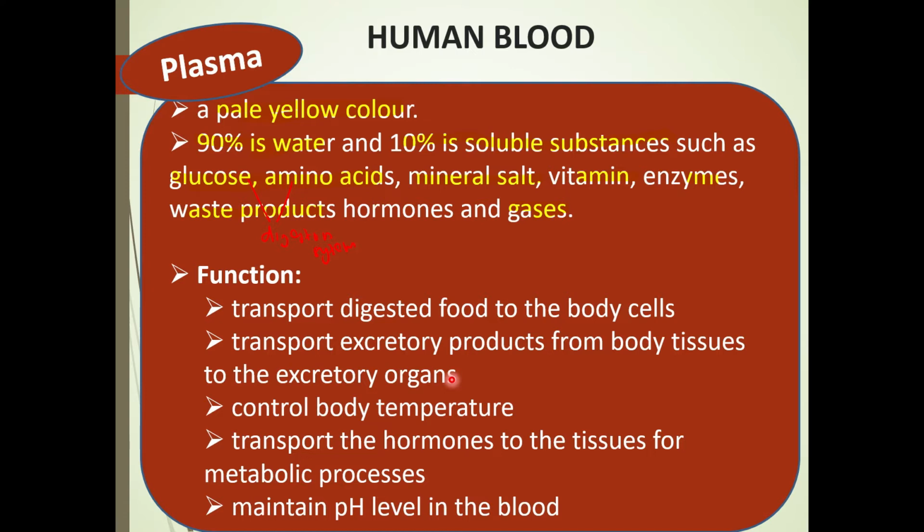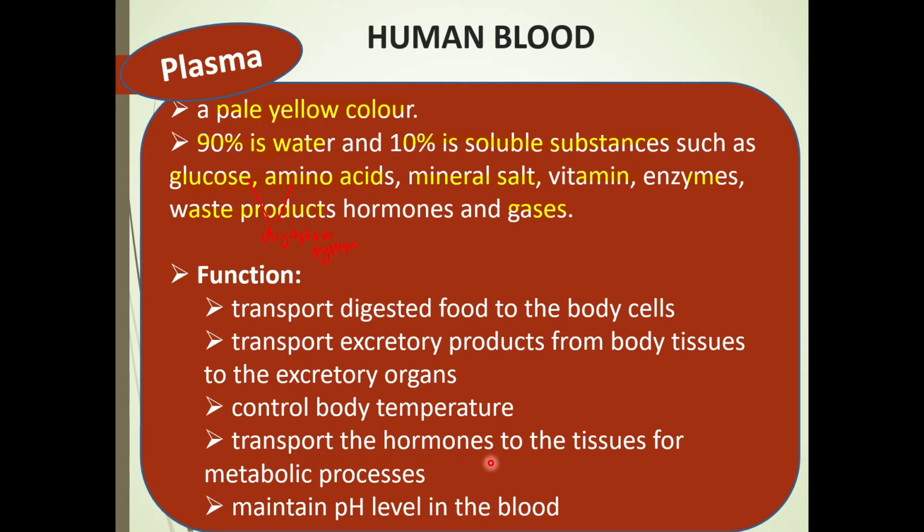and secreted as urea. The next function is to control the body temperature, since plasma consists of 90% water. Then it transports hormones to the tissues for metabolic processes. And the last one is to maintain the pH level in the blood.